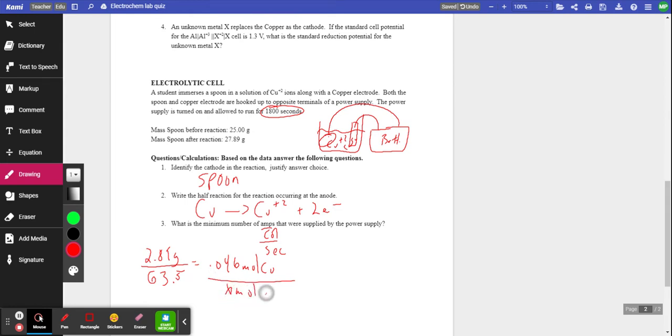To get coulombs, I need to know moles of electrons. So that's X moles of electrons. Copper is plus 2, so it's gaining 2 electrons for every 1 copper atom. So 1 mole of copper gives me 2 moles of electrons. So X equals 0.092 moles of electrons.